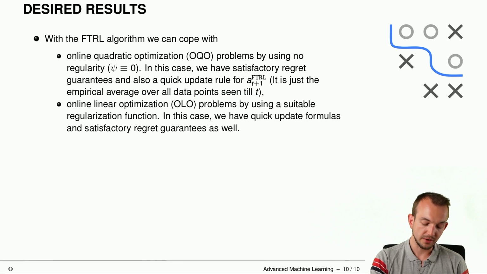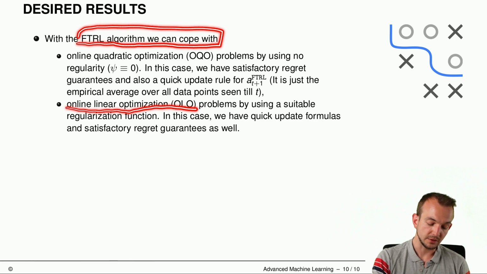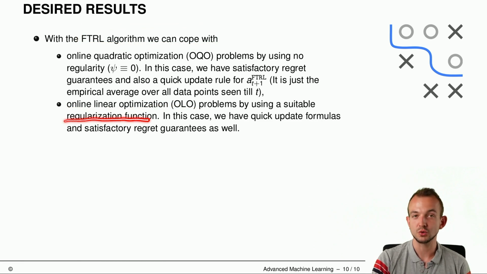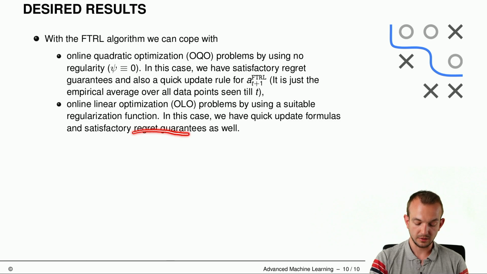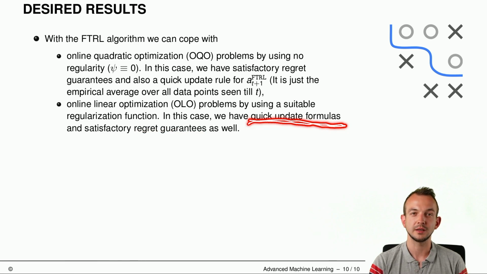But if we are facing an online linear optimization problem, we can still use the follow the regularized leader algorithm if we use a suitable regularization function, which was in our case the squared L2 norm, where we have to tune the regularization magnitude in a suitable way and still get a satisfactory regret upper bound, and we have a quick update formula. So you have this gradient descent step like update.